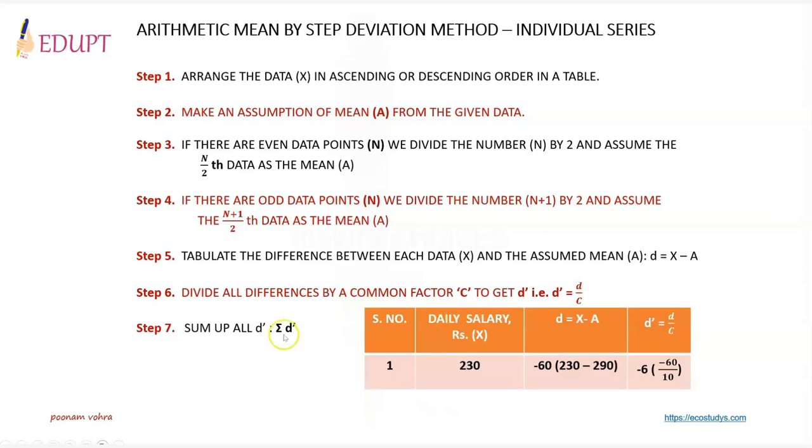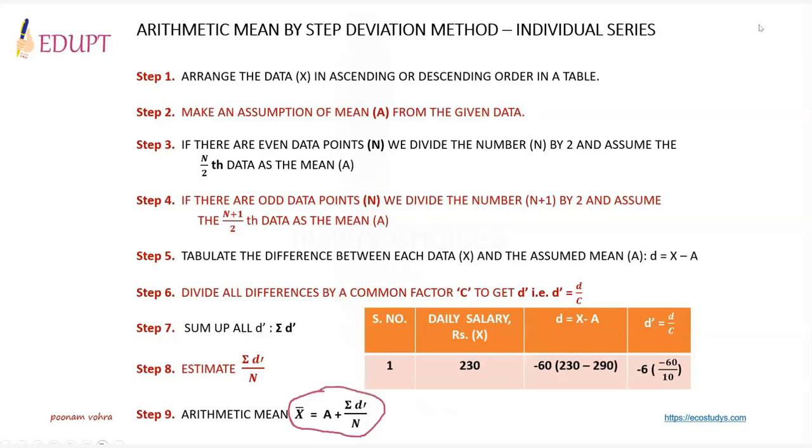Then you need to find the summation of deviation dash, estimate summation of deviation dash by n, and finally apply the formula of arithmetic mean, which is x bar, which is arithmetic mean, is equal to a, which is assumed mean, plus summation of deviation dash by n.